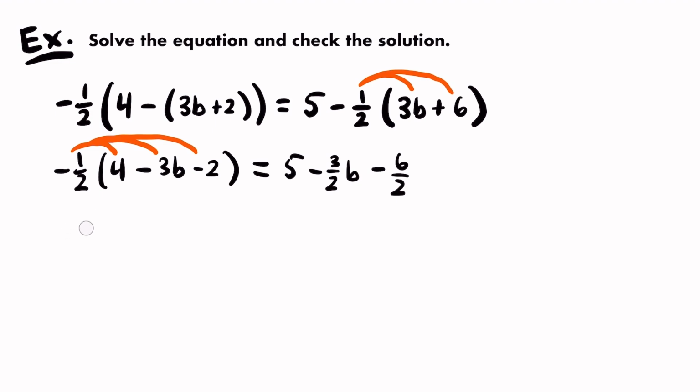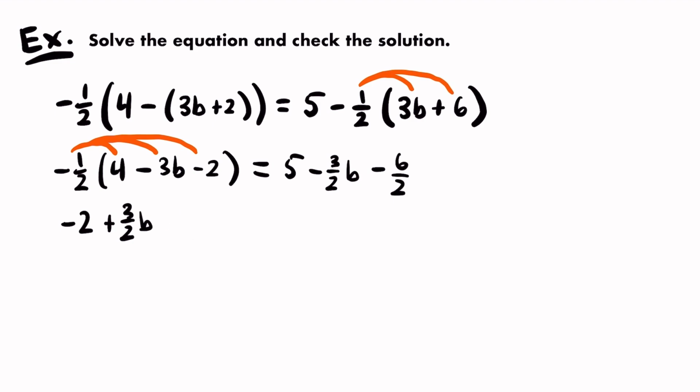So I'm going to rewrite that as just -2, and then -1/2 times -3b, the negatives will cancel out, we'll get a positive number, and then 3 times 1/2 is 3/2. So we have 3/2 b, because you want to keep that same variable part, and then -1/2 times -2, once again the negatives will cancel out, we'll get a positive number, and 2 multiplied into the numerator gives us 2 divided by 2, which is just 1.